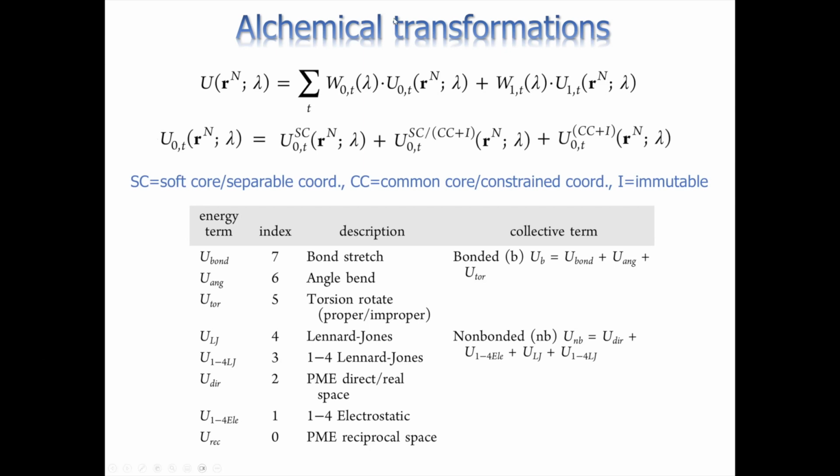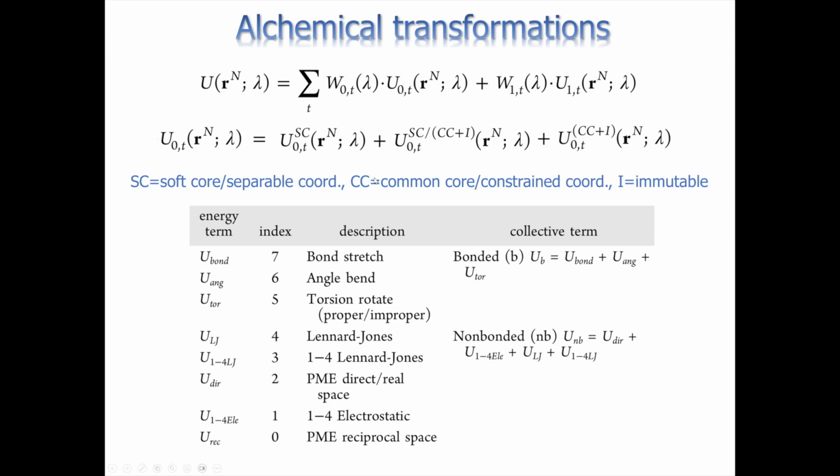So if we go to one of these particular energy terms, the reason why this is a sum over T is that T stands for terms. What we're really doing is looping over all of the empirical molecular mechanical energy terms corresponding to state 0. And here's a list of the different terms, but that's not so important.